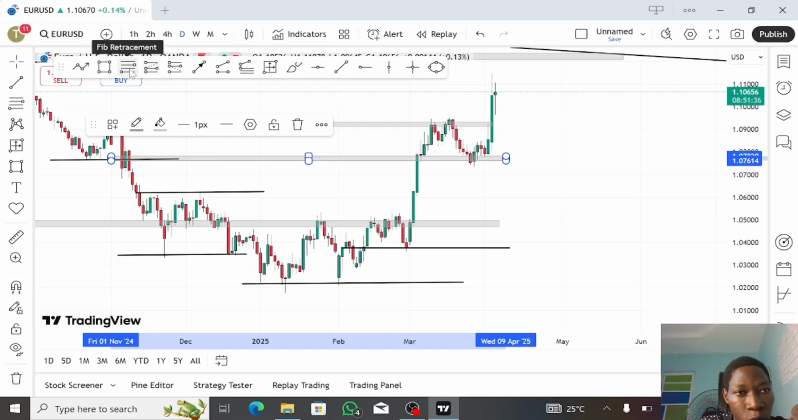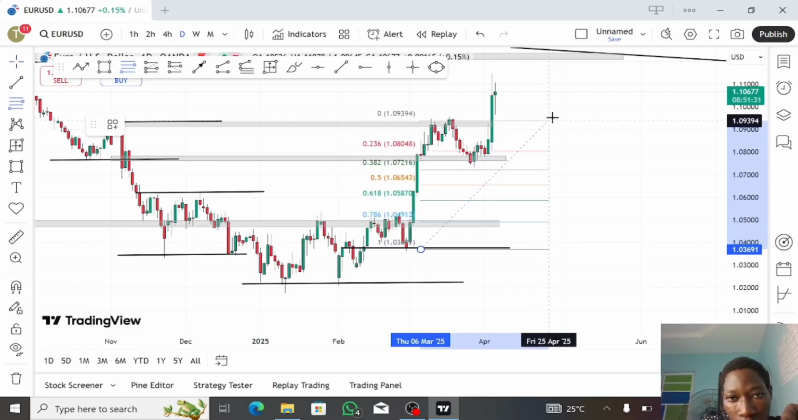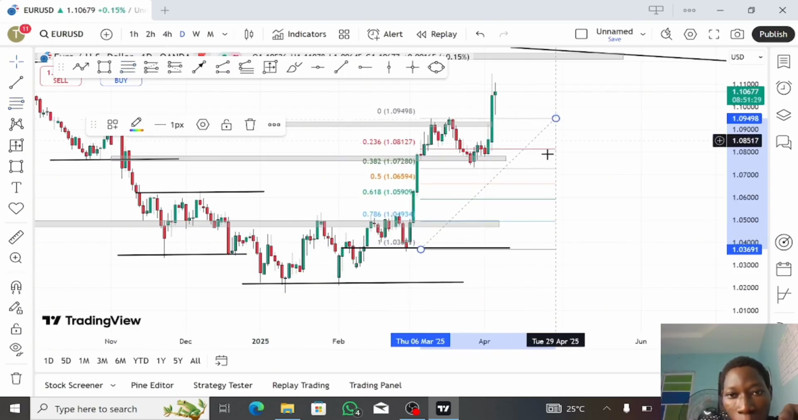Now you use your fib retracement from this point up to this point. So I was expecting the market to come around this level at least. You understand? The reason I didn't take this trade to the upside was because I was entering based on the 4 hours time frame. You understand? If I take this trade, anything can happen, right?